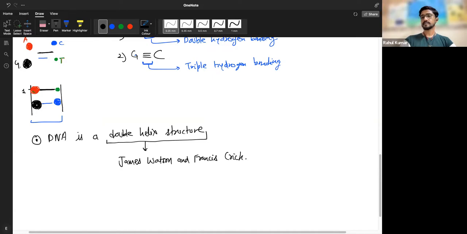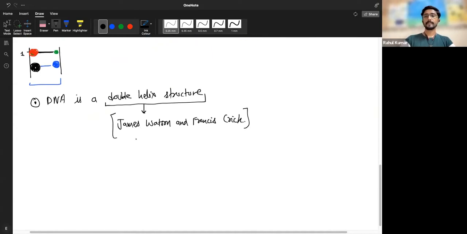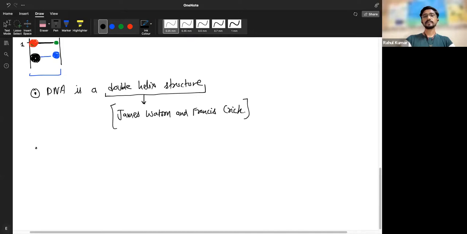Very, very famous scientists, because they figured out the DNA structure. Okay. And how did they figure out DNA structure? There were scientists who were trying to decode the structure, but they were not able to understand what could be the structure of the DNA. Now there was a duo of two scientists working on it. One was Morris Wilkins and Rosalind Franklin.